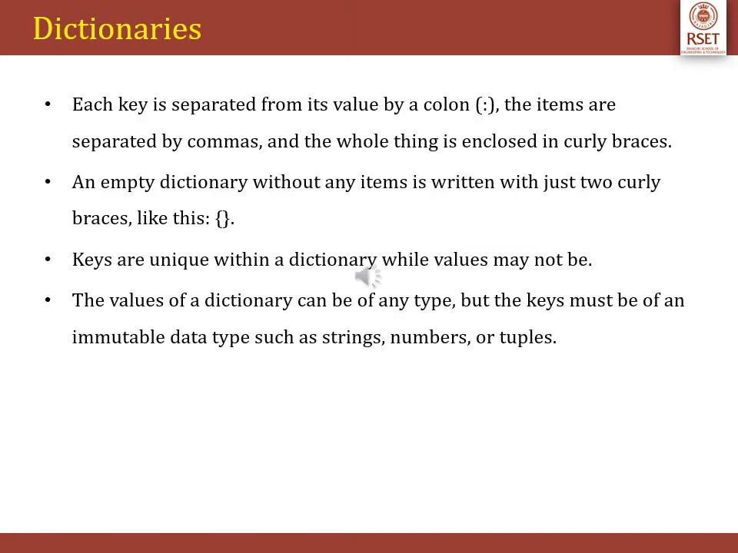Dictionary is a data structure in which we store values as pairs of key and value. Each key is separated from its value by a colon and consecutive items are separated by commas. The entire items in a dictionary are enclosed in curly braces. If there are many keys and values in a dictionary, they can also be written one key value pair on a line to make it more easily readable.